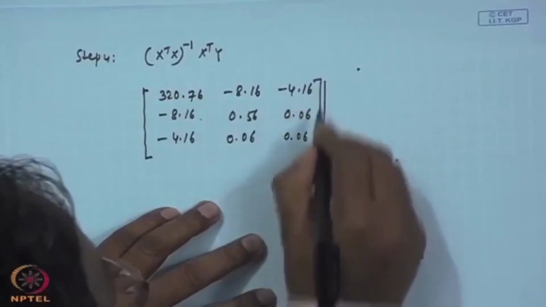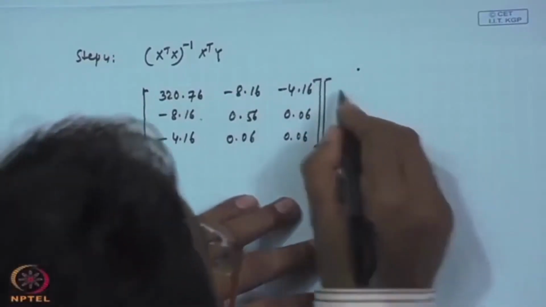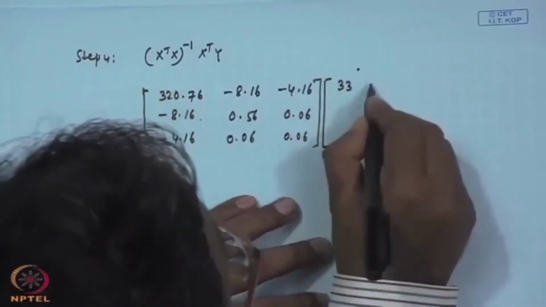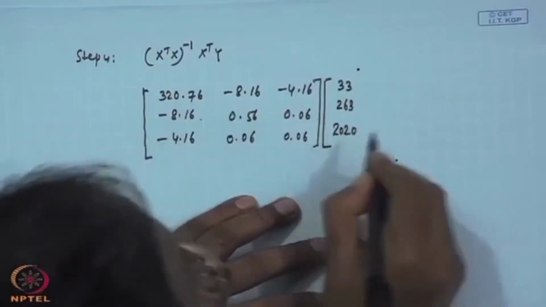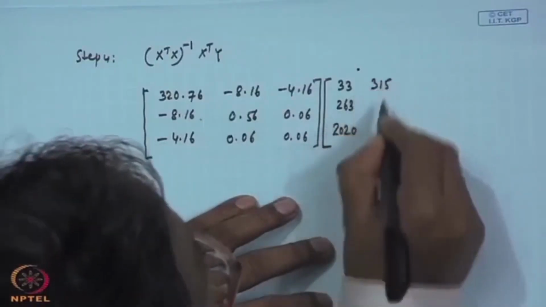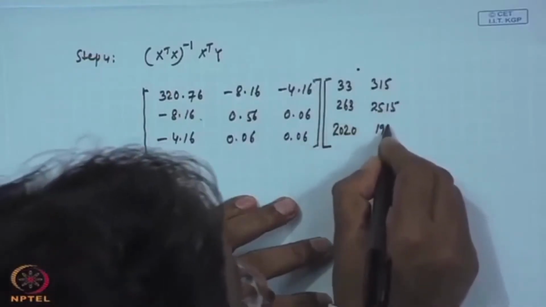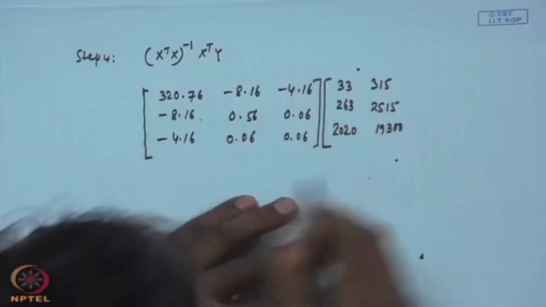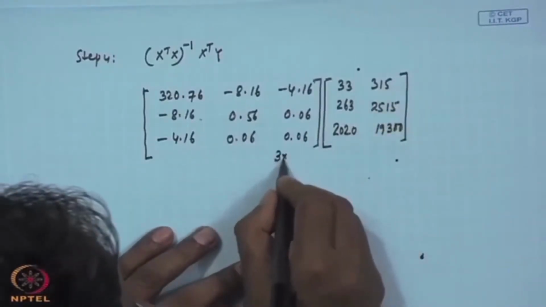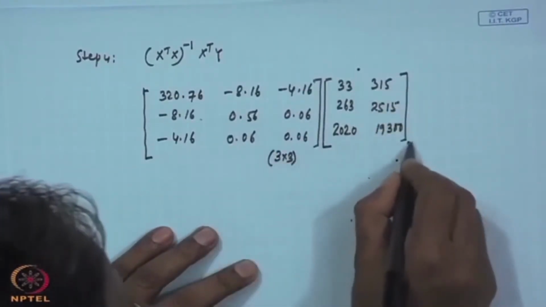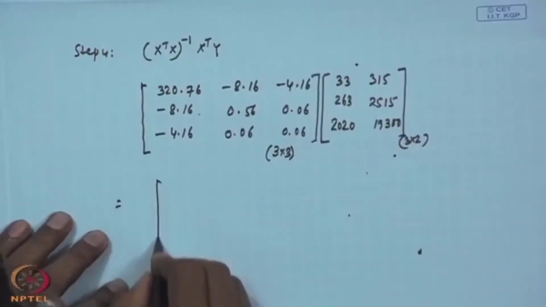Then what is our X transpose Y? So our X transpose Y is 33, 263, 2020, 315, 2515, 19,300. This is the resultant; this 3 cross 3 times 3 cross 2, we will be getting a 3 cross 2 matrix.